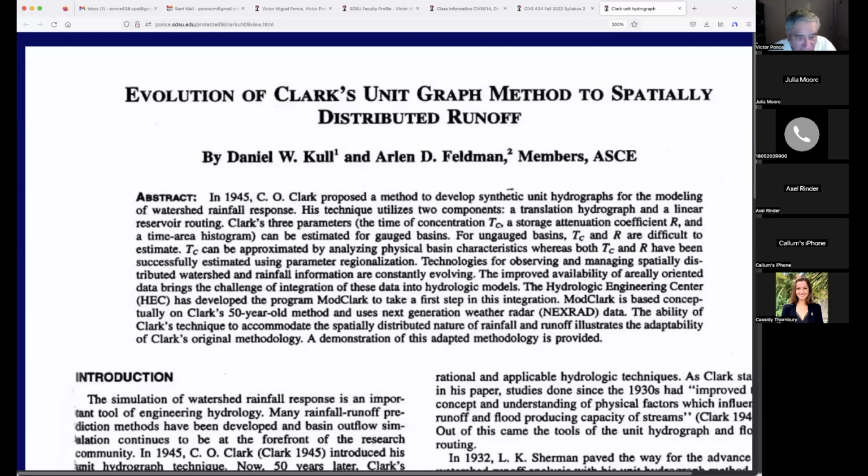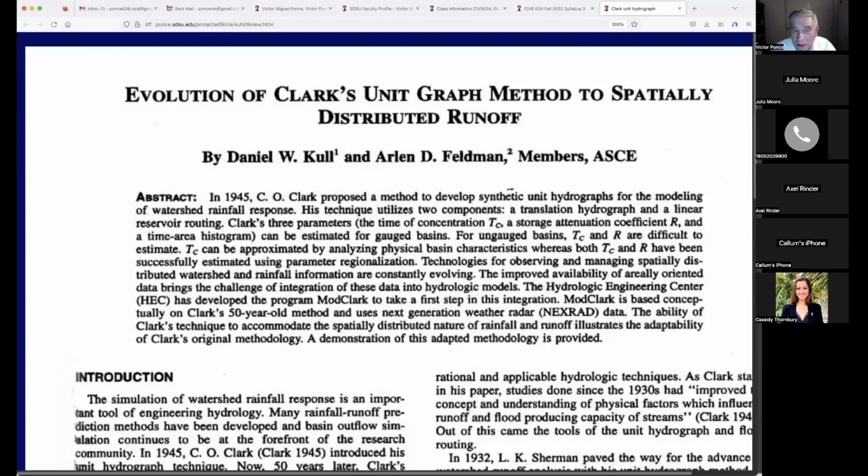The ability of Clark's technique to accommodate the spatially distributed nature of rainfall and runoff illustrates the adaptability of Clark's original methodology. I'm not going to make any comment on this. The only thing I'm going to say is this, which is correct, which they didn't say though. Okay, they finalized with a demonstration of this adapted methodology. What I'm going to say is not a criticism, it's just a statement of fact, that these people had a choice.